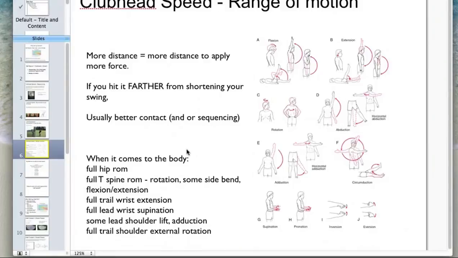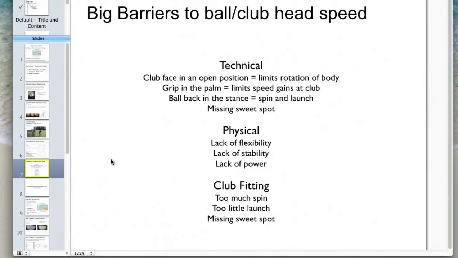So typically what happens is, if a golfer hits the ball farther from shortening their swing, it's usually that it improved their sequencing or their centeredness of contact, getting back to that smash factor. But if you can create the same sequencing from a larger motion, you have a greater potential for power.